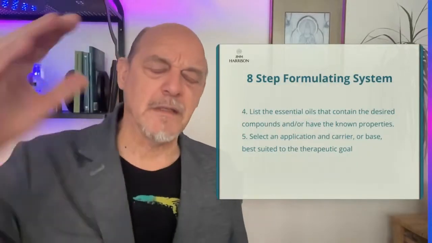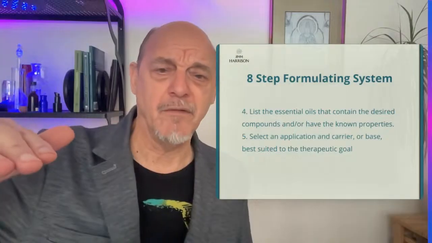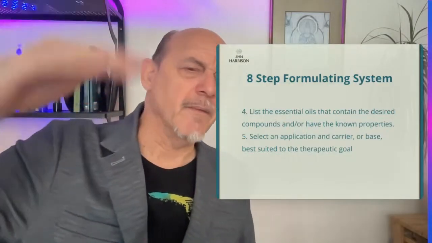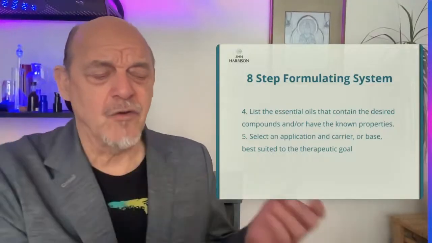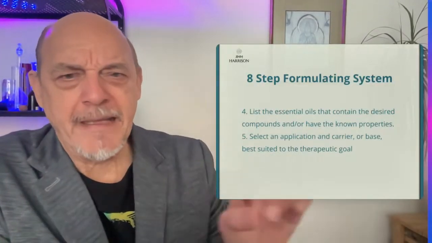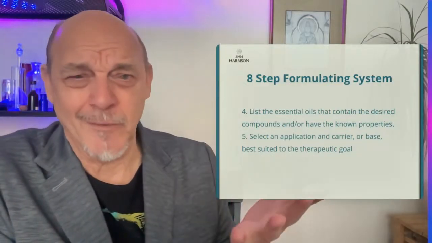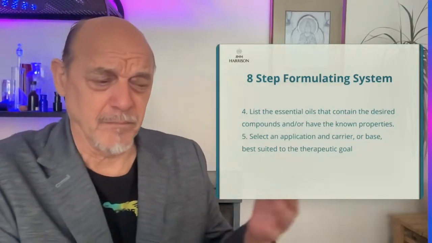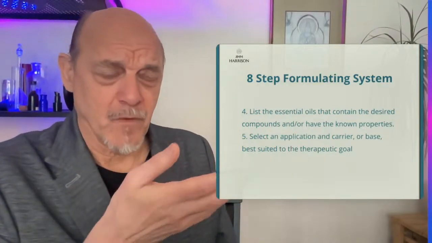In step 4, you're going to list the essential oils that have the properties that you're looking for in the chemical compounds. And it can be a long list. You can do the list for as many oils as you want to list, which I do when I'm doing a consultation or an analysis. As the person is speaking, I'm writing oils down, because I'm doing all 8 steps all at once as I'm listening to the person, because I've been doing it a long time and I can do that, right?